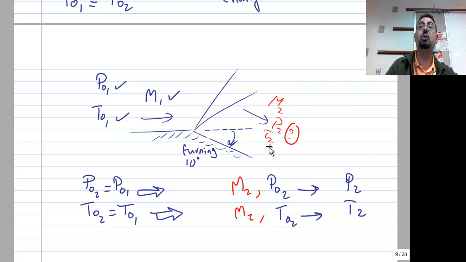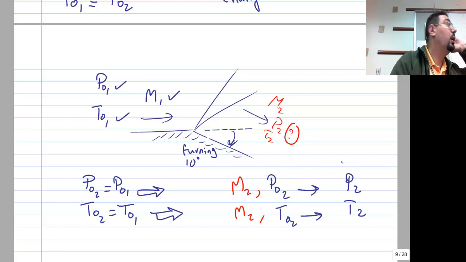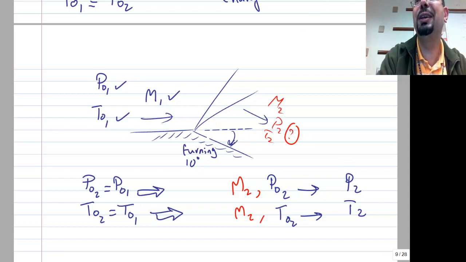Can you get the pressure and the temperature? Yeah, because P02 is the same as P01. So whatever the P0 here is the same here. And so if you have M2 and P02, how you get P2 out of them? No, no. If you have M2, that's the Mach number already after the shock. If you have M2 and P02, how you get P2 out of it? Excellent. We are back again to chapter 3.